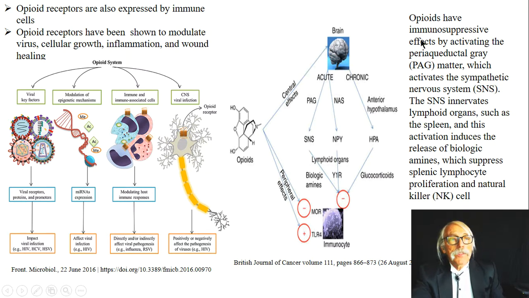All right, opioids have an immunosuppressive effect by activating the periaqueductal gray. We talked about that last time, which activates the sympathetic nervous system. That SNS innervates lymphoid organs such as the spleen, and this activation induces the release of biologic amines, which suppress splenic lymphocyte proliferation and actually suppresses the natural killer cells. So this can be anti-inflammatory, but also it can be immunosuppressive.